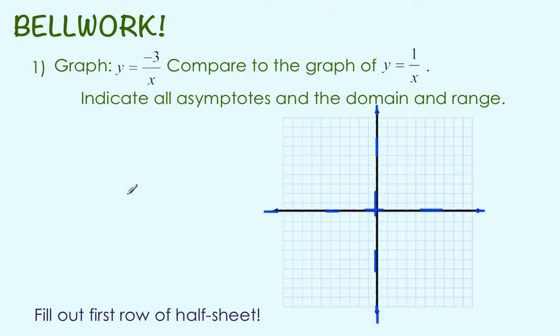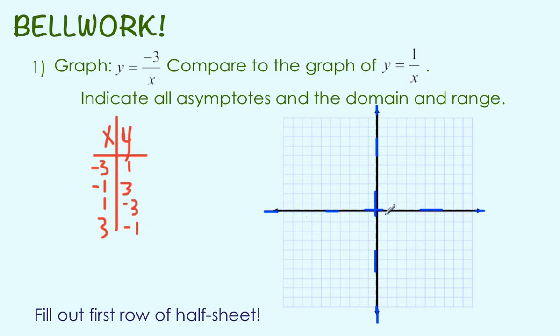And then I want you to plot 4 points. Because I like numbers that are easy to work with, I usually pick -2, -1, 1, and 2. But I know that if I put 2 in here, it's going to give me a fraction. So if it's okay with you guys, I'm going to go with -3, -1, 1, and 3. So I plug in -3 for x. -3 over -3 is positive 1. -3 over -1 is positive 3. -3 over 1 is -3. And -3 over positive 3 is -1.